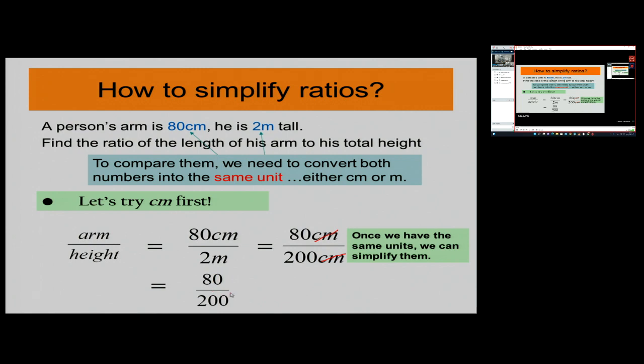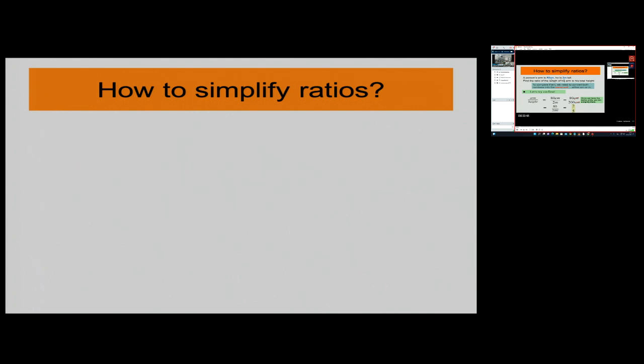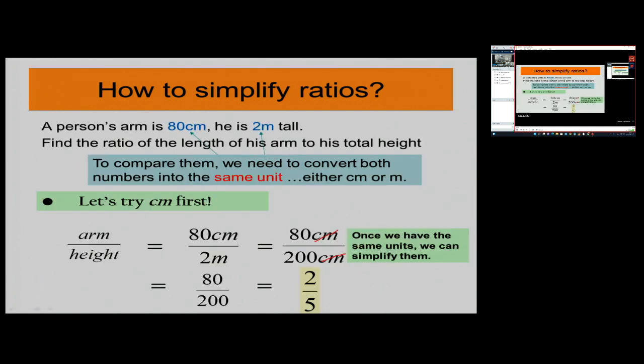2 over 5, meaning that the ratio is 2 is to 5, okay? You can answer it in a fraction form, or you can answer it in this form, 2 is to 5. So the ratio of the length of his arm to his total height is this one, or this one. This is how you're going to do it.